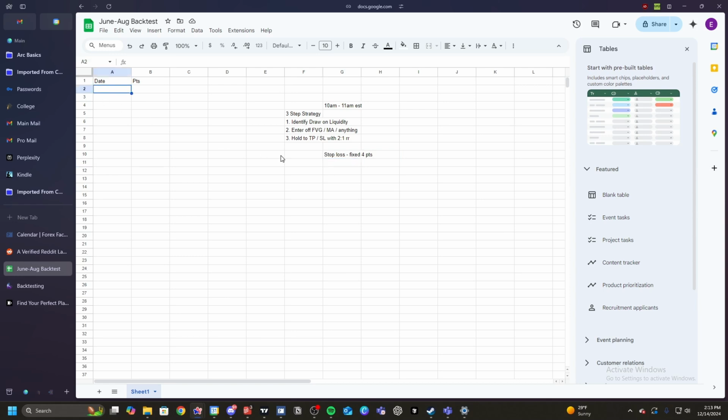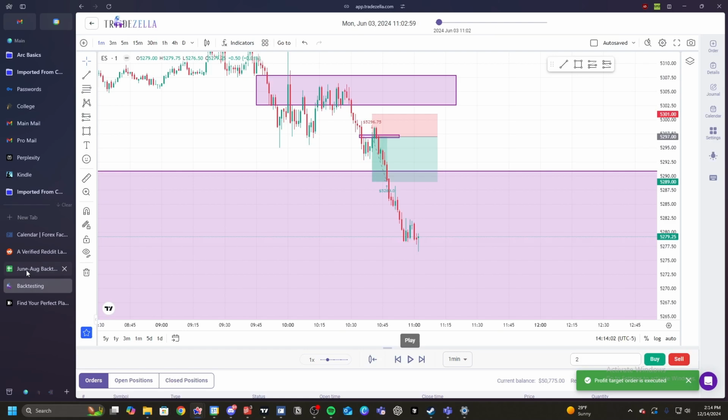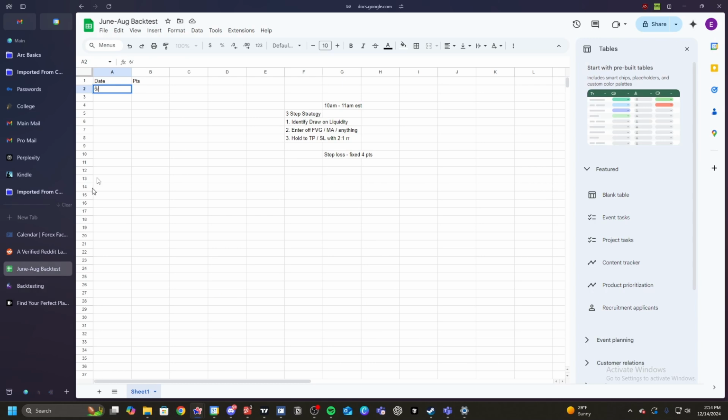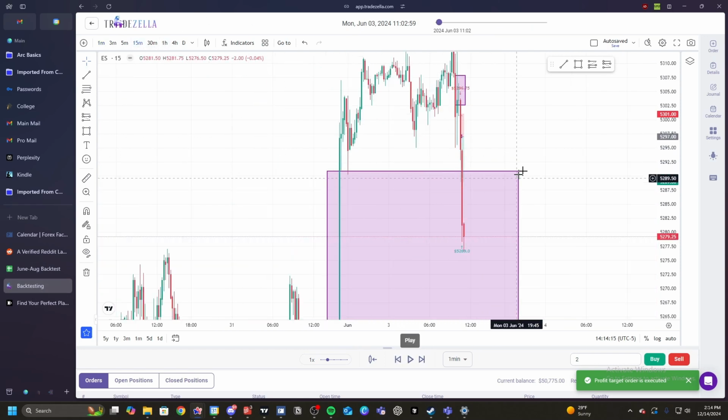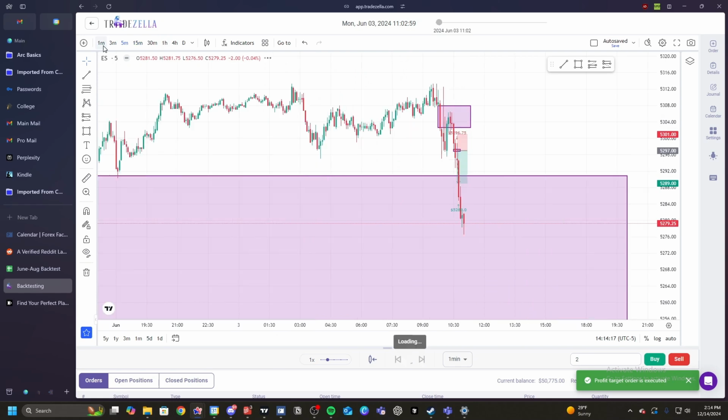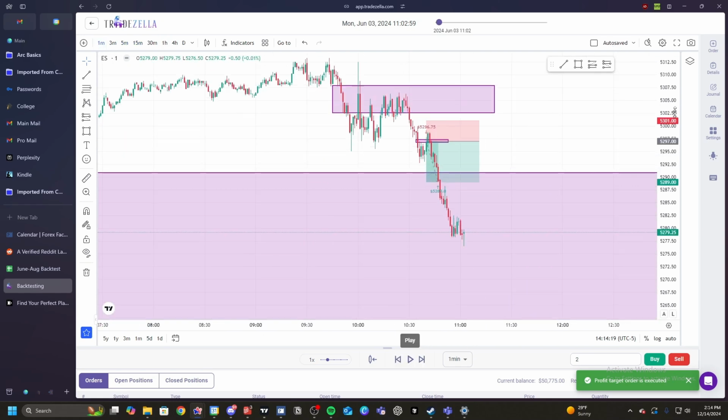When we're journaling our backtest, you want to write down the date and how many points you won that day. So what day is this? June 3rd, 2024. So it's like 8 points? It looks like we could have gotten a lot more because of the trend, but on days like these, you just have to take your profit and be happy with it.